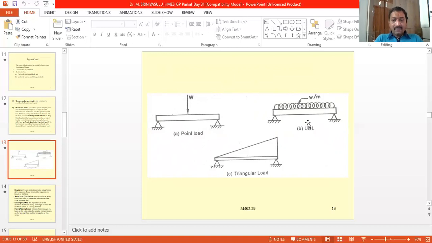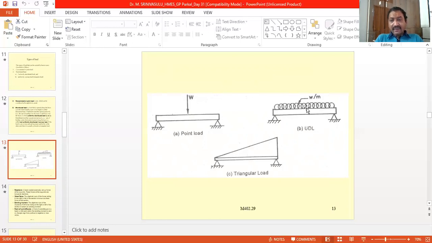And now coming to the loads. So this is only the load W. So it is acting at a point on the beam. So this is a point load. And here, what is happening is the load is acting throughout the length. So if we take throughout the length, the magnitude or the intensity of the loading is the same. So this is called the uniformly distributed load, that is the UDL.